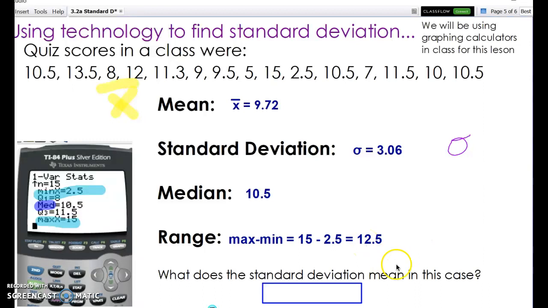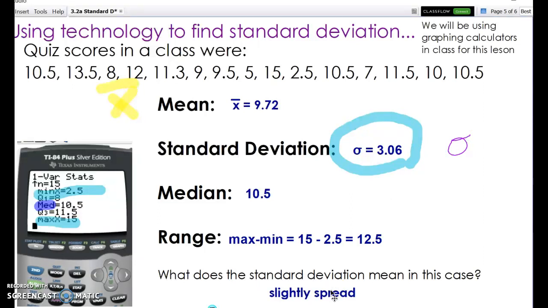Last but not least, what does the standard deviation mean in this case? Well, our standard deviation was 3.06. It's not exactly zero, so the numbers aren't all the same, but it's probably slightly spread out. Our data is slightly spread out. Not really far, but it's not all the same either. So this is our standard deviation.